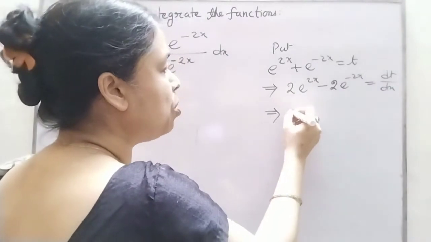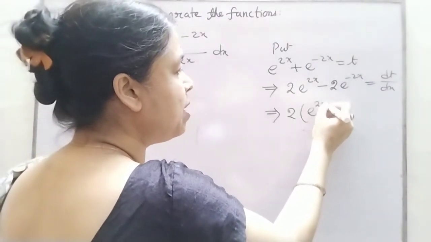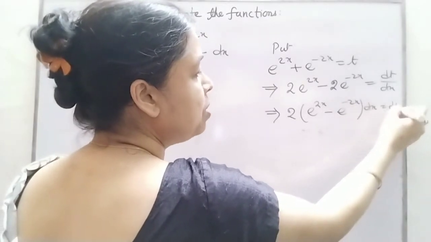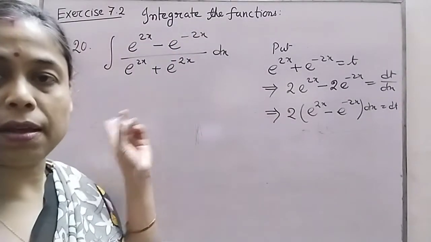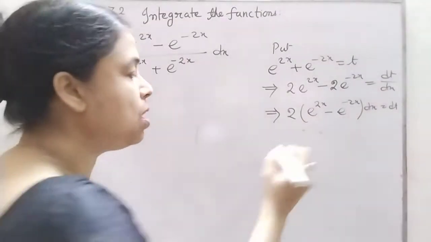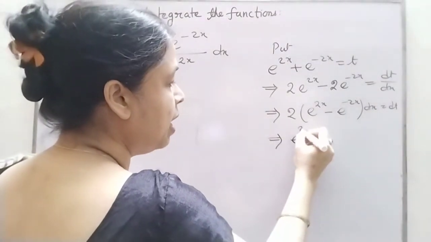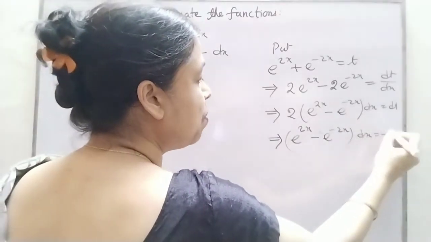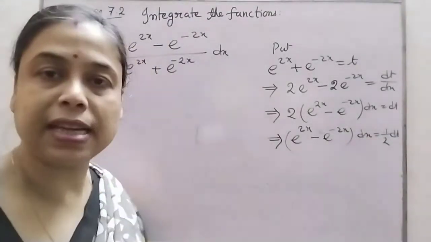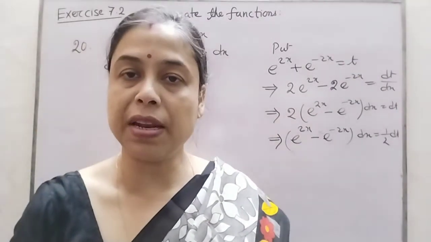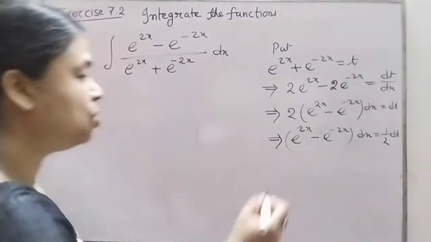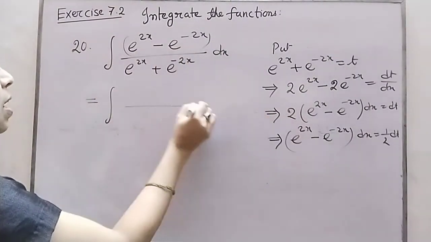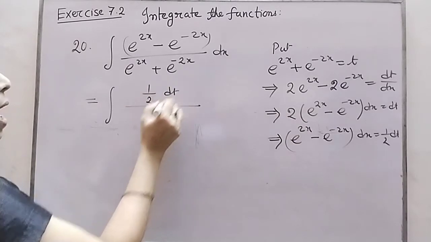Now I just take common 2. Inside the bracket we have e to the power twice x minus e to the power minus twice x into dx equal to dt. Now there is no 2 in the numerator, so I just bring it to the right hand side. e to the power twice x minus e to the power minus twice x into dx gives you half of dt. Constant, as I told you earlier, you can bring to any side, so it will not matter. So substitute here: in the place of the numerator, I can write half of dt, and the denominator is t.